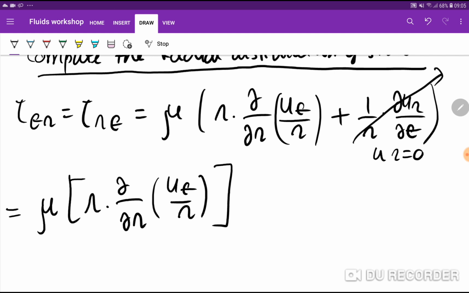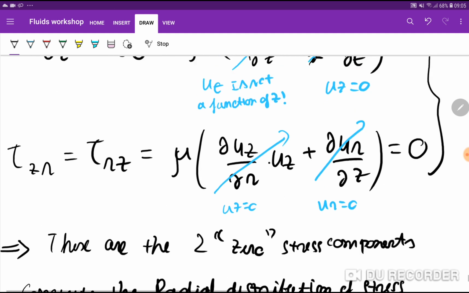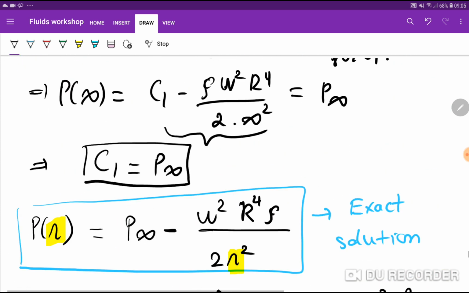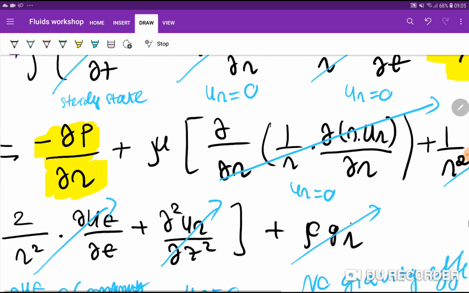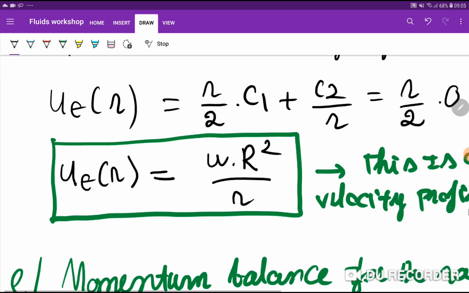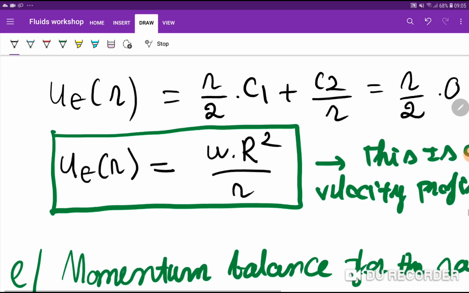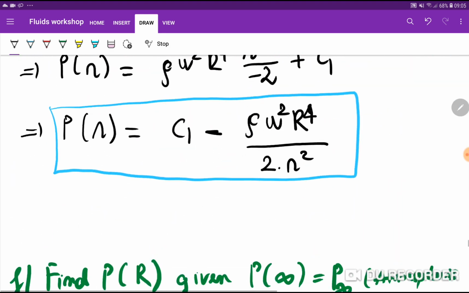Okay, what is u theta, if y'all remember? We have the expression for u theta, right? Let me go ahead and look at it again. I'm pretty sure we have an expression for u theta. Yeah, there we go. This is the expression for u theta. Oh, we got r squared over r. Remember that with me.